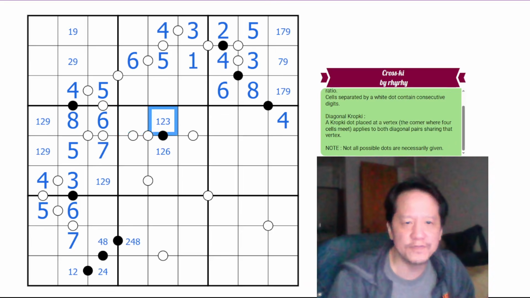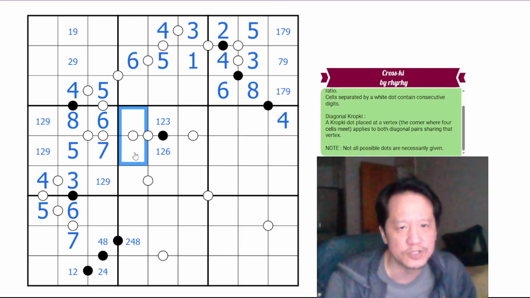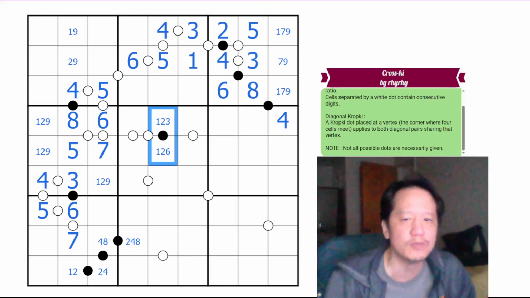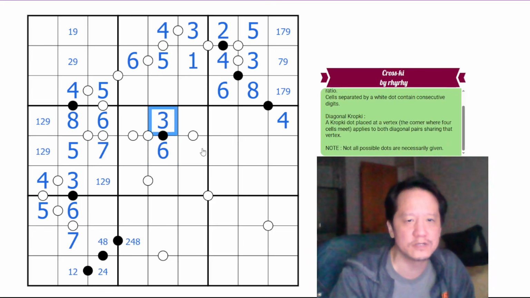Okay, so if one of these is 1, it would have to be consecutive with one of these two digits here. But we already have a 1, 2 pair then in that situation. So this can never be 1 and 2. This must be 3 and 6. So this is 3 and 6.